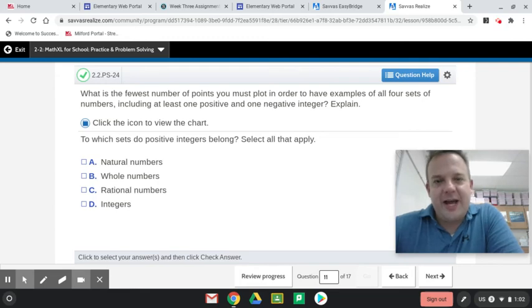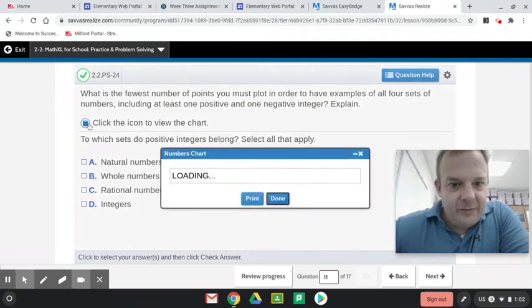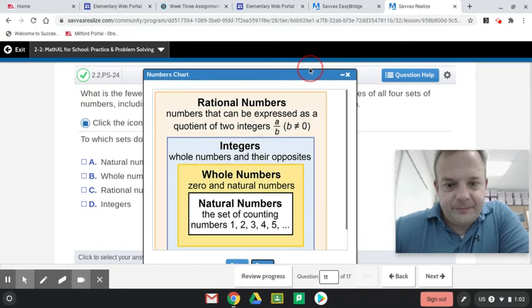Let's finish up 2-2, practicing problem solving on Envision over rational numbers. So this chart's pretty cool here. When you pull this up, you'll see natural numbers are 1, 2, 3, 4, 5. Whole numbers are natural numbers, but it includes 0. Now, integers are whole numbers and their opposites. So this is like 5 and -5. So these are positive or negative whole numbers.